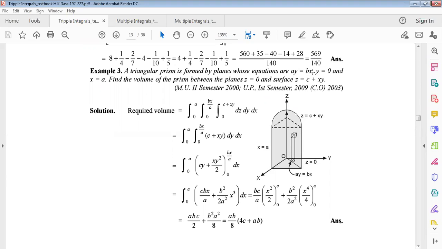A equals to what will be? Bx by a. From the given condition we can write y limit, what will be? 0 to y equals to 0 also, 0 to bx by a, and c limit will be what? 0 to c plus xy.